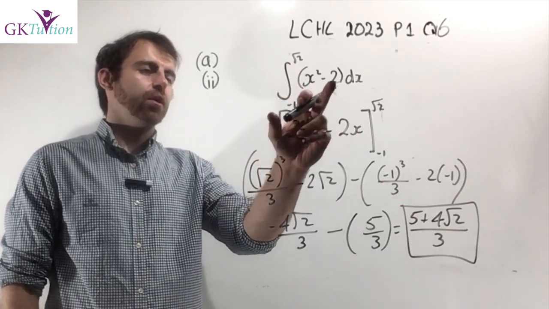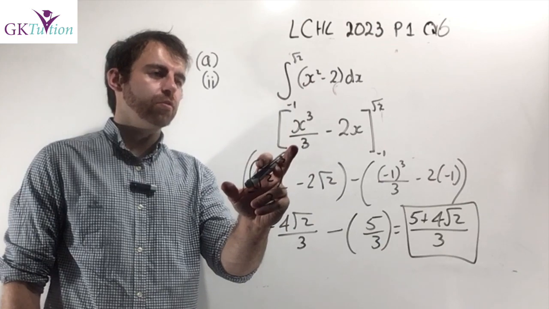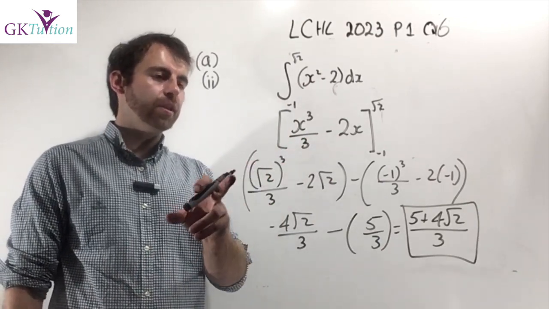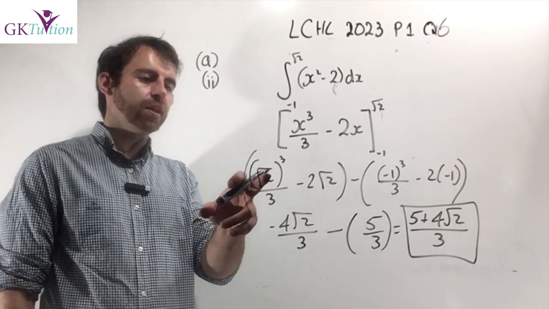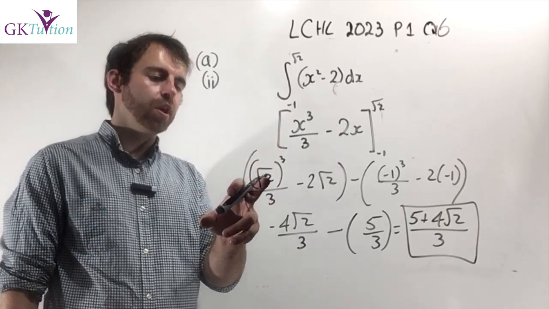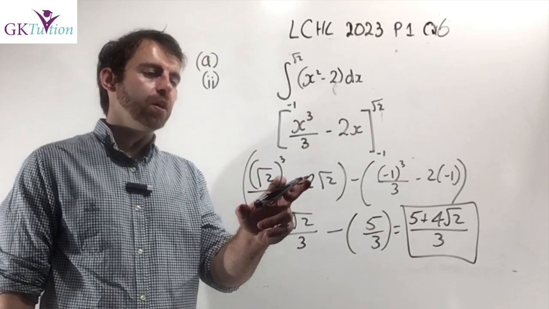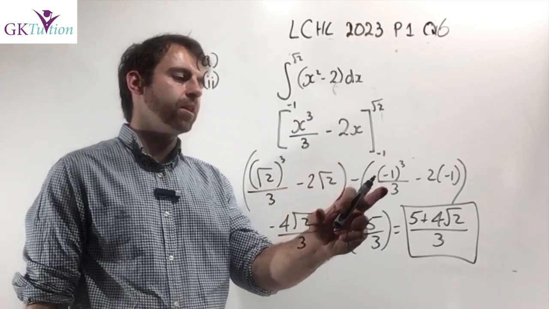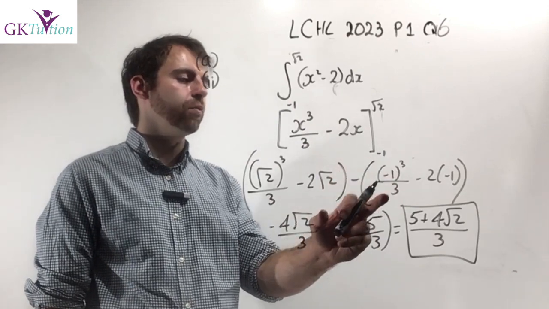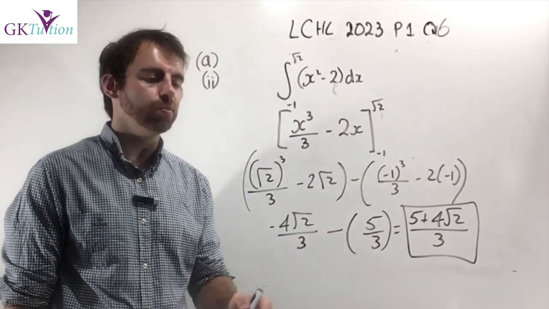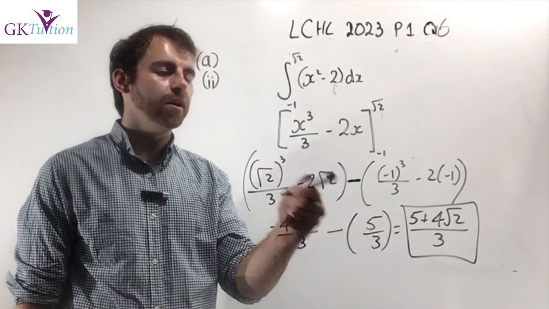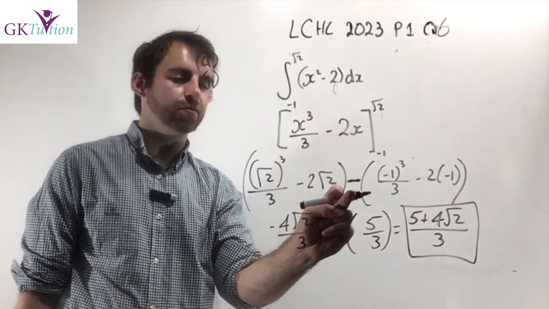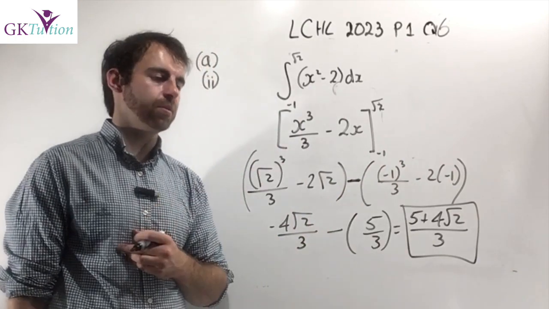The integral of x squared minus 2 is x cubed over 3 minus 2x. And then all we need to do is sub in the upper limit. So here, instead of an x, I sub in root 2. So I get root 2 cubed over 3 minus 2 root 2. And then I have to sub in the lower limit. I get -1 cubed over 3 minus 2 times -1. And don't forget there's a minus between them. You sub in the upper limit, you sub in the lower limit, and you subtract the result for the lower limit from the upper limit.